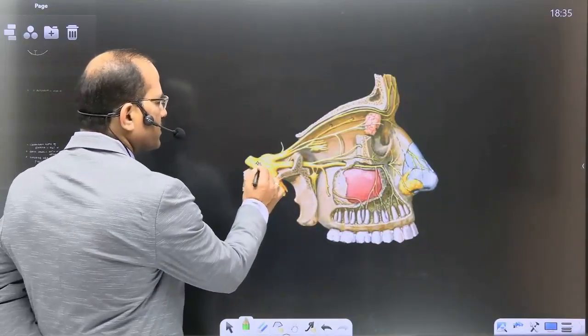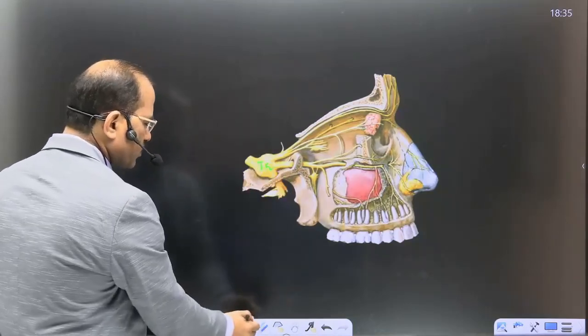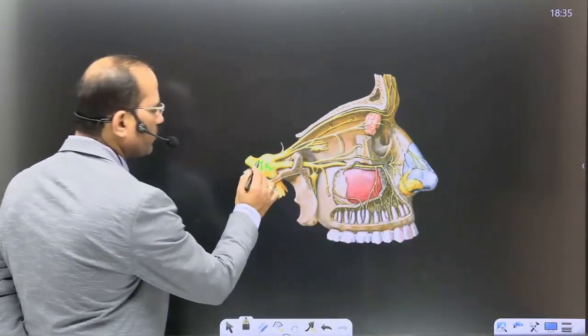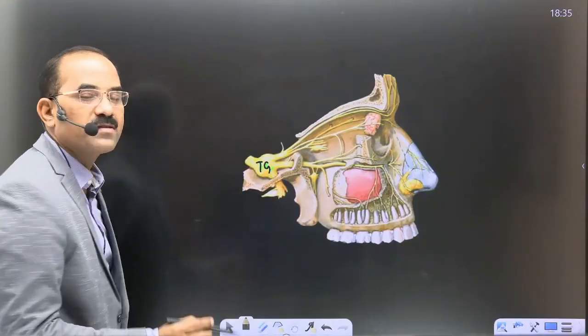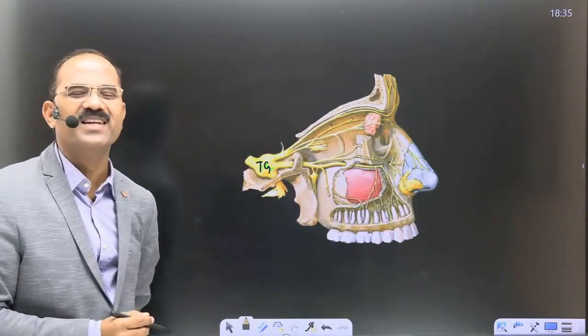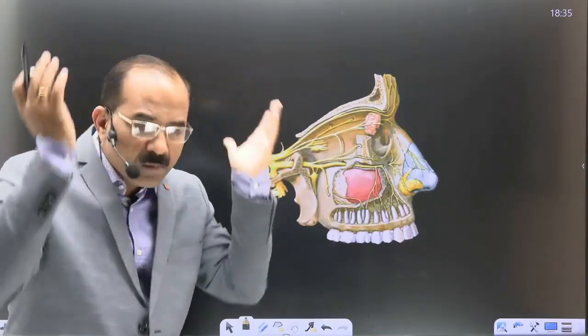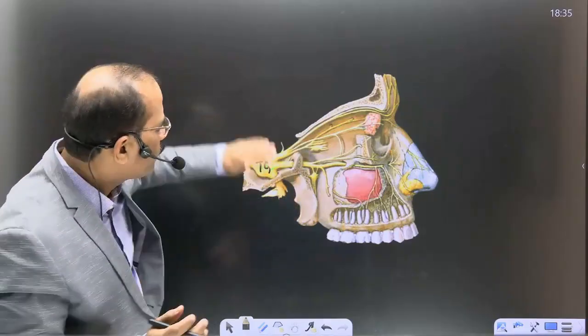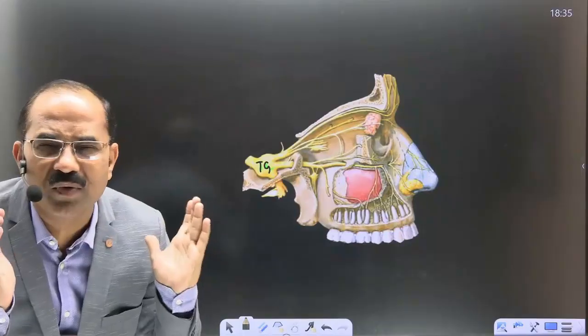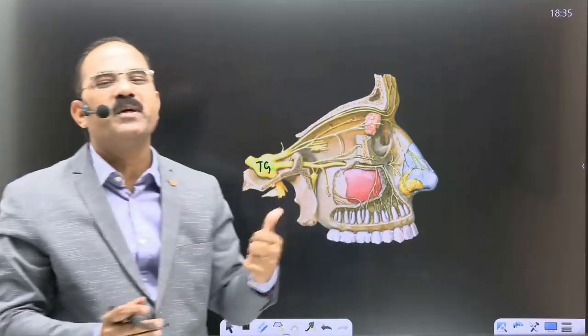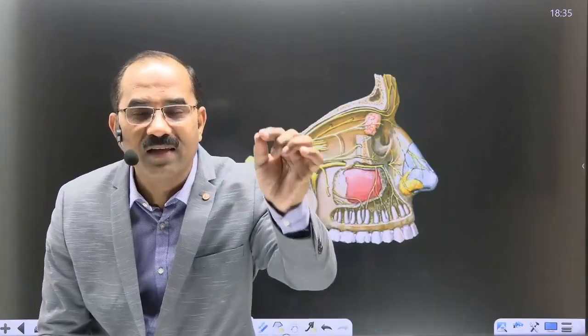What is this? This is the trigeminal ganglion. The trigeminal ganglion is also known as the Gasserian ganglion. This trigeminal ganglion is covered by a fold of dura mater. It forms a cave in which the trigeminal ganglion lies, and this cave is known as Meckel's cave.